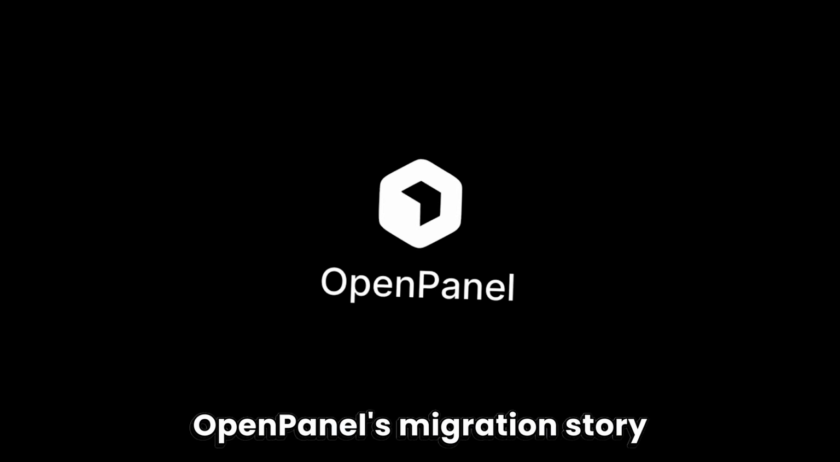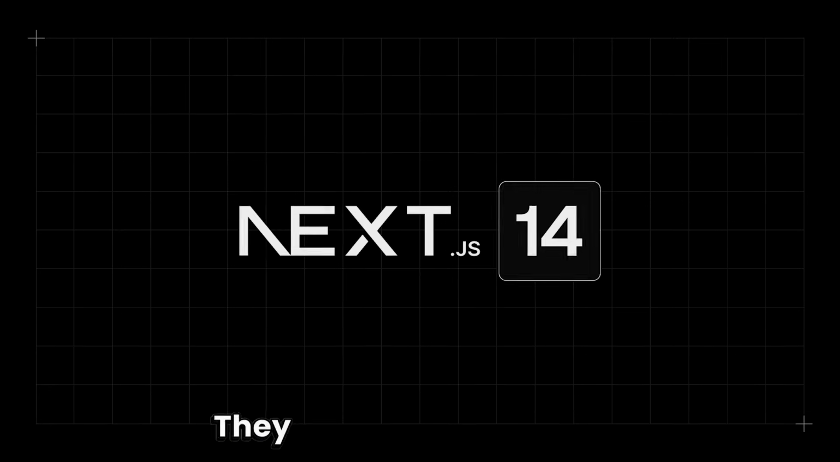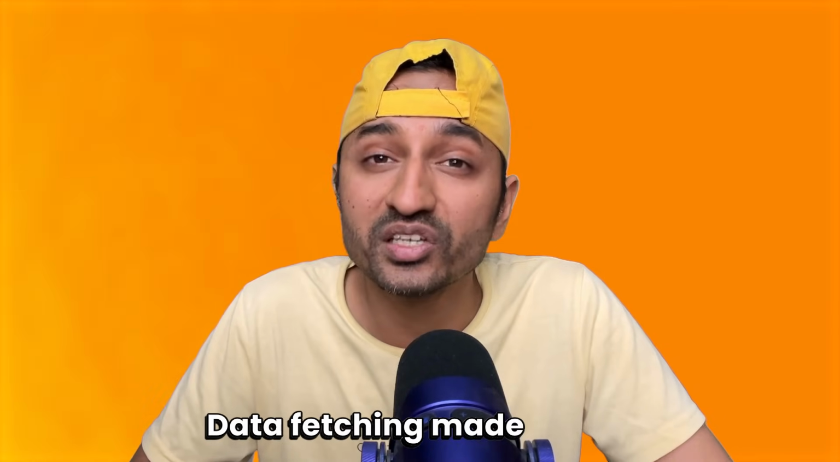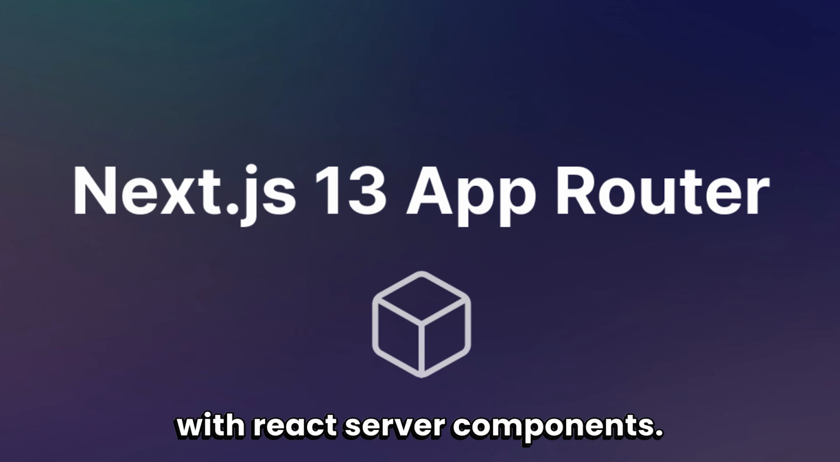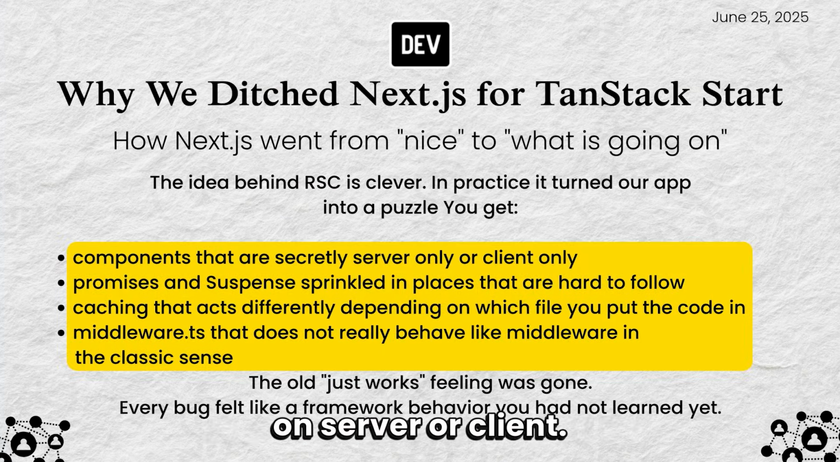OpenPanel's migration story reveals something crucial about the current state of React frameworks. They started on Next.js 14, which seemed straightforward enough. Server-side rendering worked, data fetching made sense. Then the app router arrived with React server components. Suddenly, components started running exclusively on server or client without clear visual signals in the code.